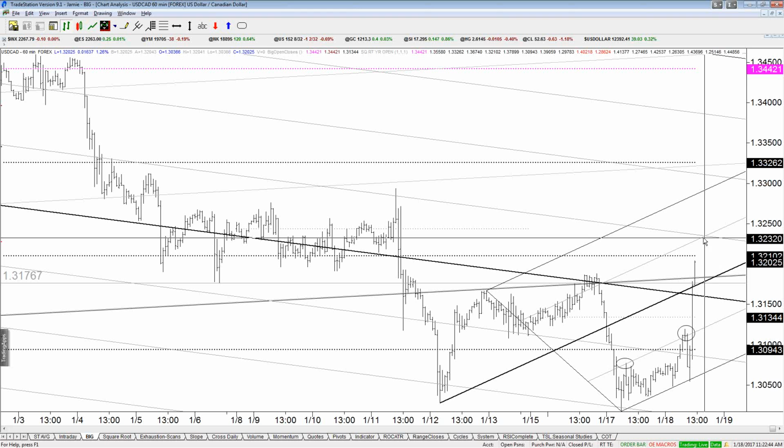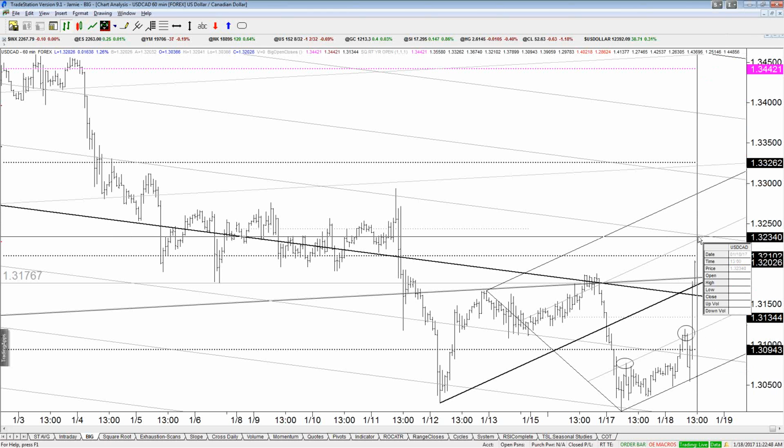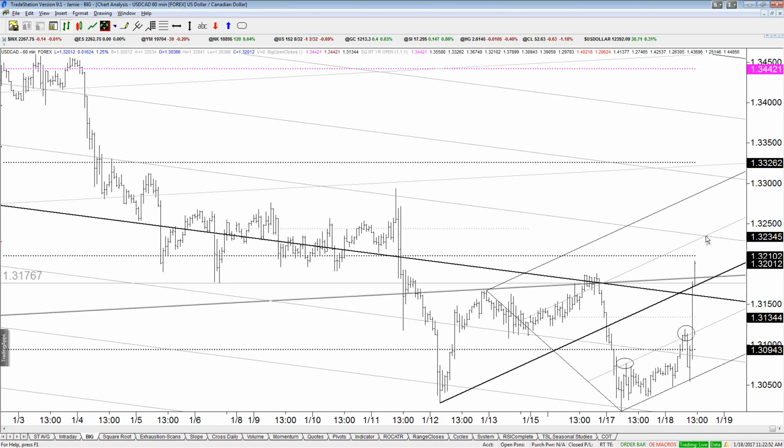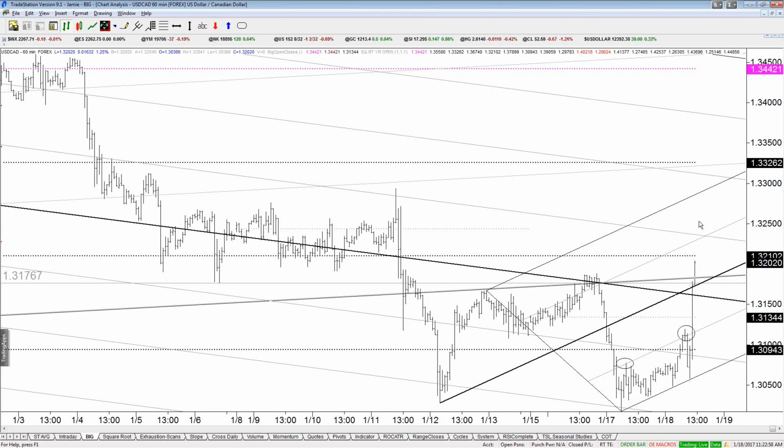Pay attention to that, by the way, that 32.10, 32.30 area in dollar CAD, okay? Getting really close. Could get something of a pullback on this move. A little higher though.